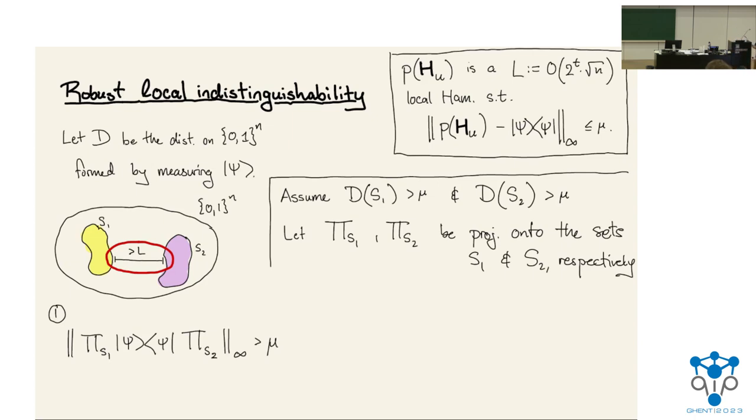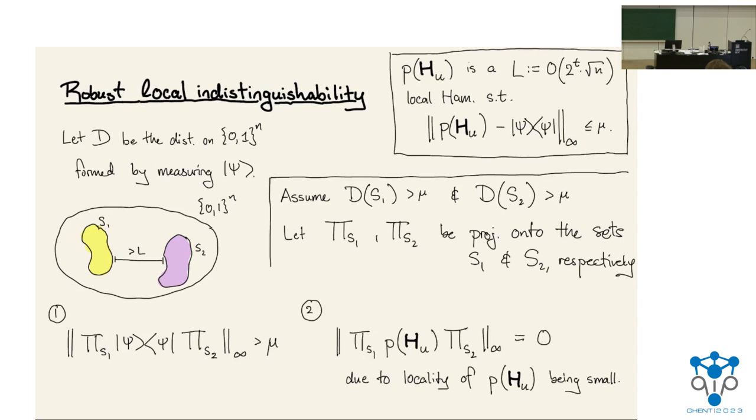L, crucially, is the locality of P of HU in the top right, in the box. Let's assume that it was larger. And what do I mean by the Hamming distance between two sets? I mean that that's the number of bit flips you'd have to make in order to take any string from S1 to a string in S2. So it's the minimum over all these. So let's assume that there's a nice wide berth between the two of them.